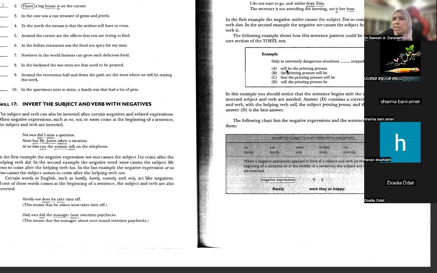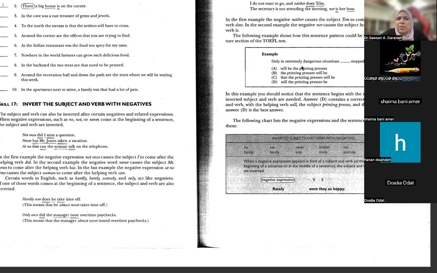So here, guys, listen. Here we have inversion, but it's not correctly inverted. Here it's correctly inverted because we know there's a rule for inversion, right? If we have a verb that is made of more than one unit, the helping verb, what did we say? Answer D contains a correctly inverted subject and verb, with the helping verb "will" and the subject "printing presses." So answer D is the best answer, okay?